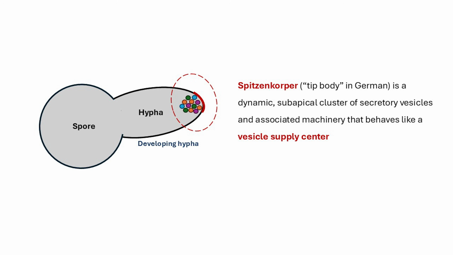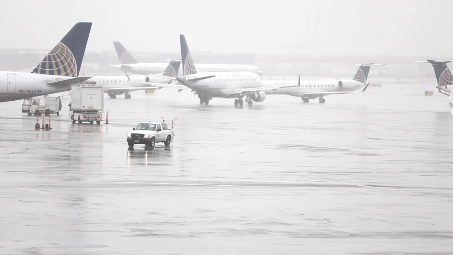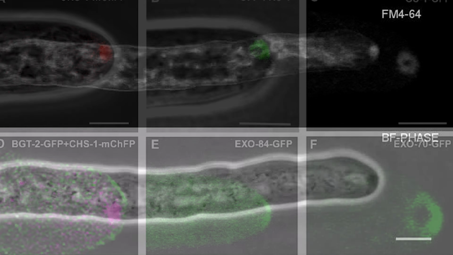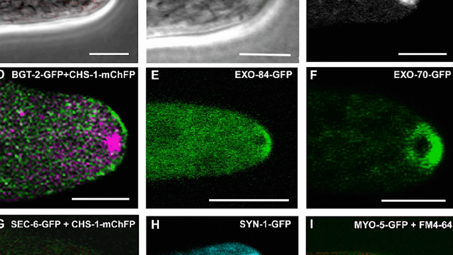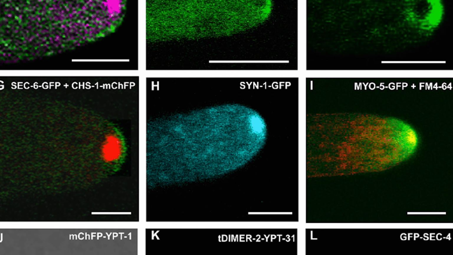A subapical vesicle hub is called the Spitzenkörper. The Spitzenkörper, literally tip body in German, is a dynamic subapical cluster of secretory vesicles and associated machinery that behaves like a vesicle supply center. It directs a continuous flow of vesicles to the hyphal tip, where they merge with the membrane and supply components for cell expansion. Think of it as an airport cargo hub. Vesicles arrive from across the hypha, are organized in the Spitzenkörper, and then are dispatched to the membrane at the hypha tip, where they fuse, delivering wall-synthesizing enzymes and membrane lipids exactly where they are needed.